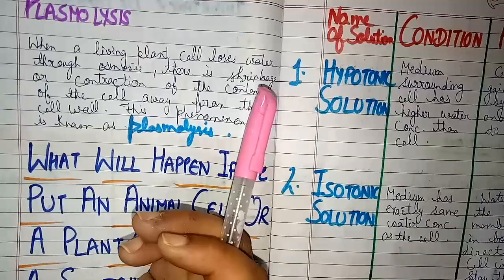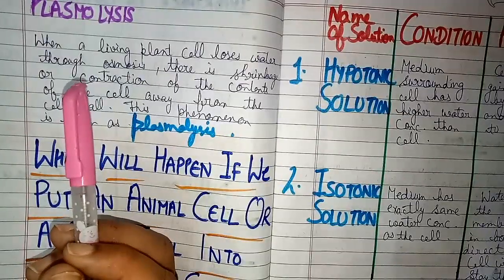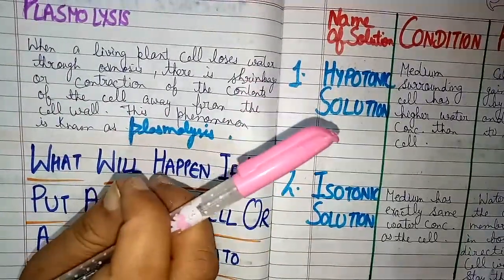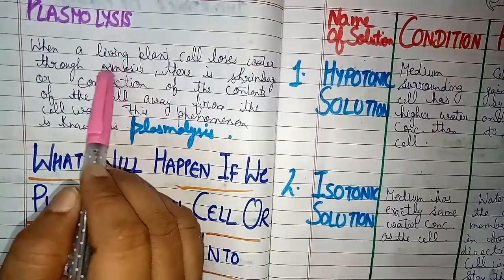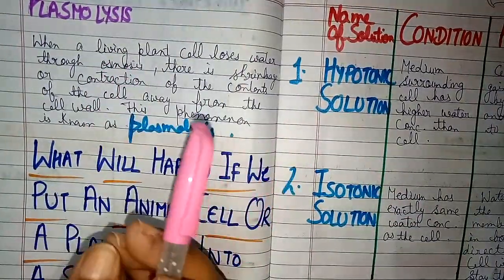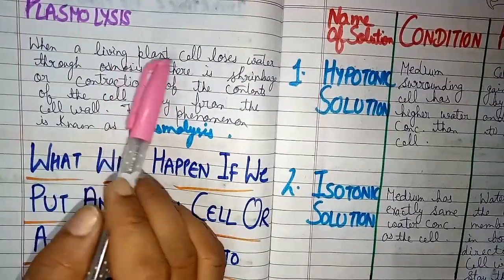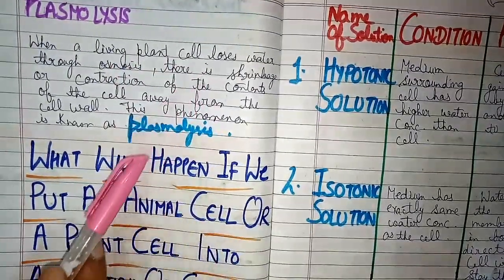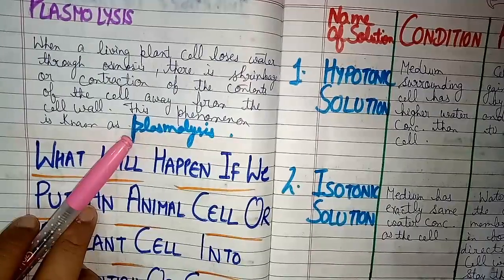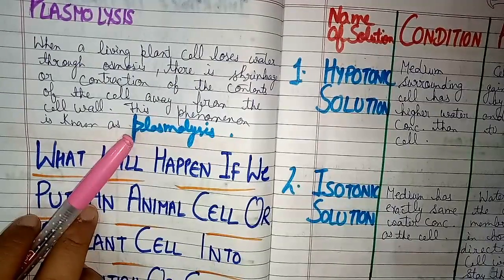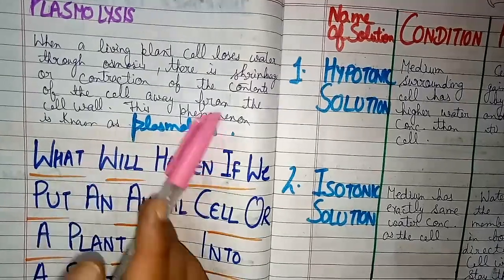So what do you mean by plasmolysis? Like if you put a raisin, okay, if a raisin loses the water, then this is due to the process of osmosis. The cell gets shrunk. Okay, so what do you mean by plasmolysis? If the plant cell loses the water through the process of osmosis, it gets shrunk. Okay, it loses its original shape, it gets shrunk. This is known as plasmolysis.